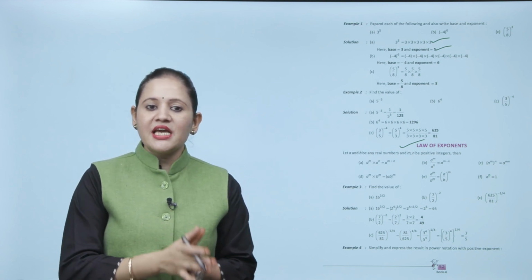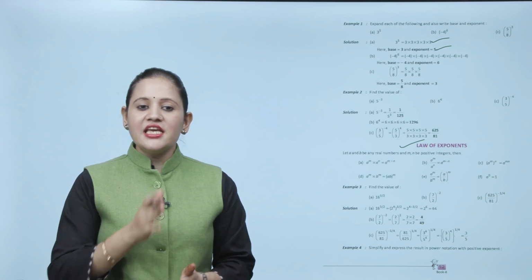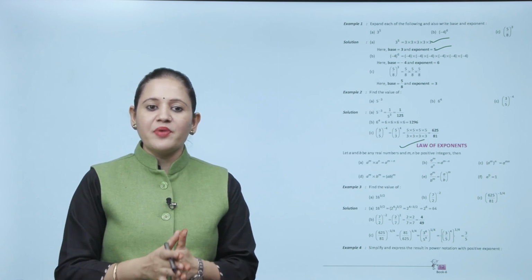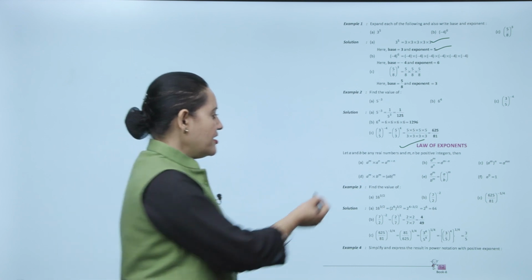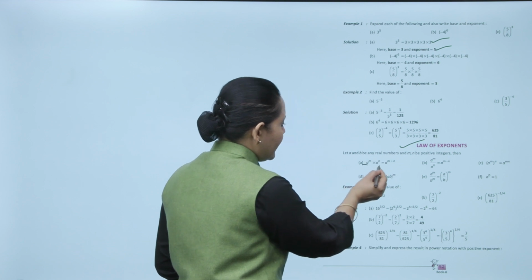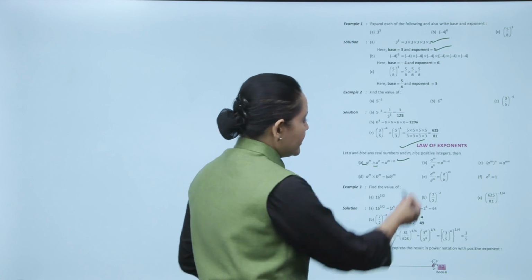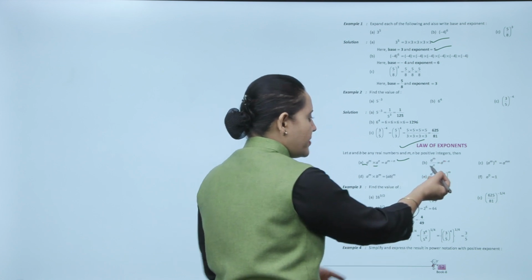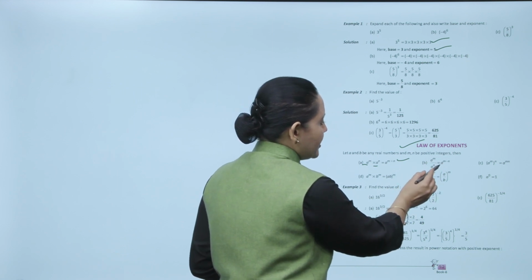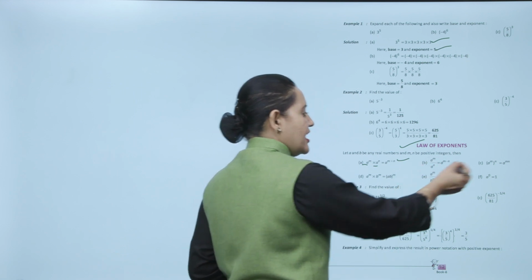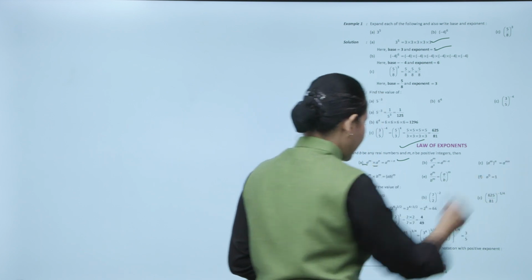Let a and b be any real numbers, and m and n positive integers. Then a to the power m multiplied by a to the power n equals a to the power m plus n. Here the base a is the same, so the powers, the exponents, will add. In this case, a to the power m upon a to the power n: the base is the same, so the powers will subtract, a to the power m minus n. In this case, a to the power m, whole power n, is a to the power m n.